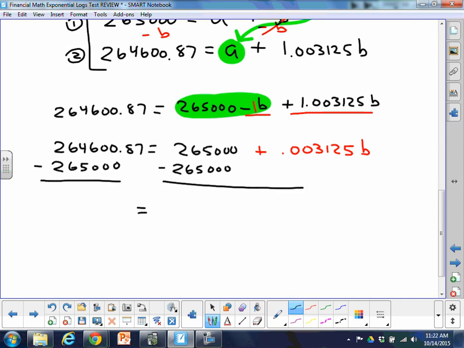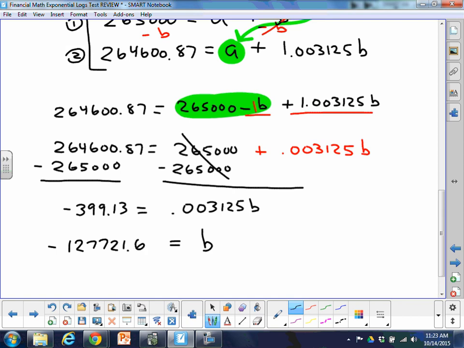And once we do the subtraction there, 264,600 minus 265,000, we are going to get a negative 319.13 equals, those cancel, 0.003125b. So dividing both sides by 0.003125, I'm going to get a b value of a negative number, 127,721.6. Okay, so that's b.